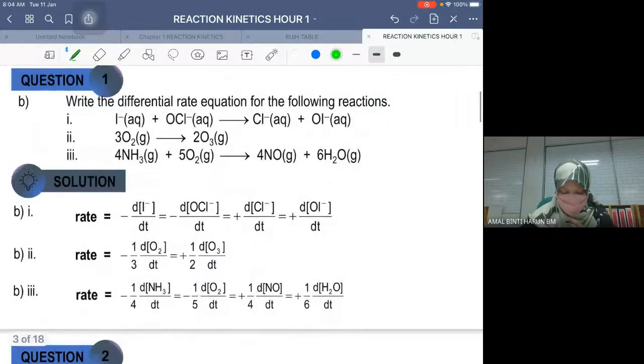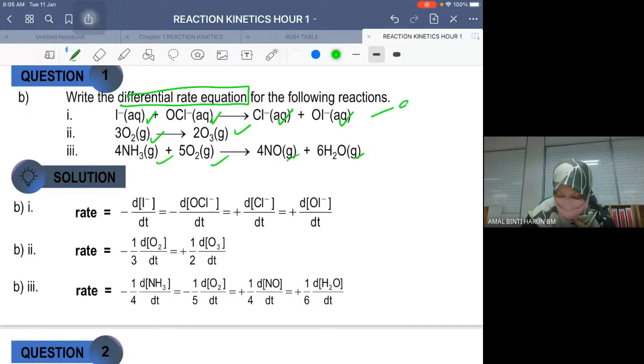Next, B, write the differential rate equation for the following reactions. So kalau kat sini kita tengok ada aqueous, and then gas. So kita nak buat differential rate equation, kita boleh masukkan sama ada dia aqueous ataupun gas, sebab concentration dia orang boleh berubah. Kalau solid dia remain, kalau liquid pun dia remain juga.